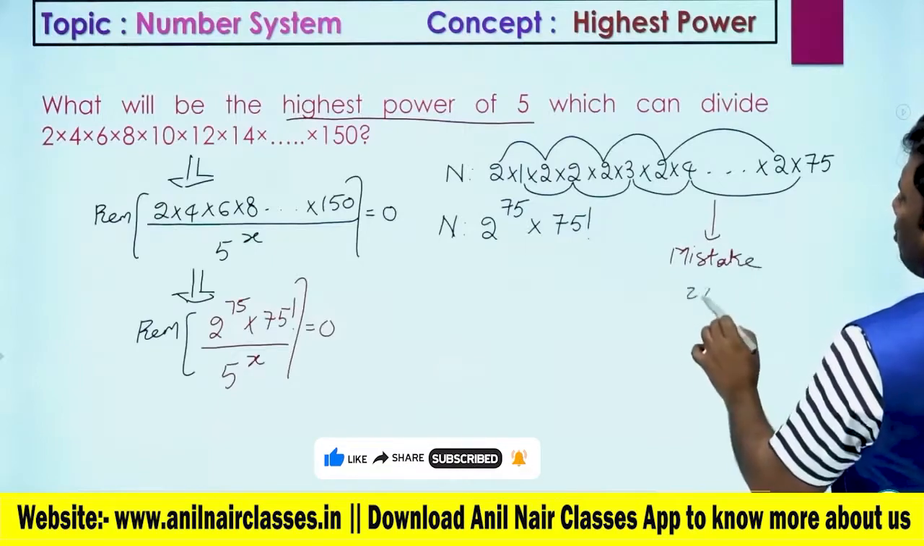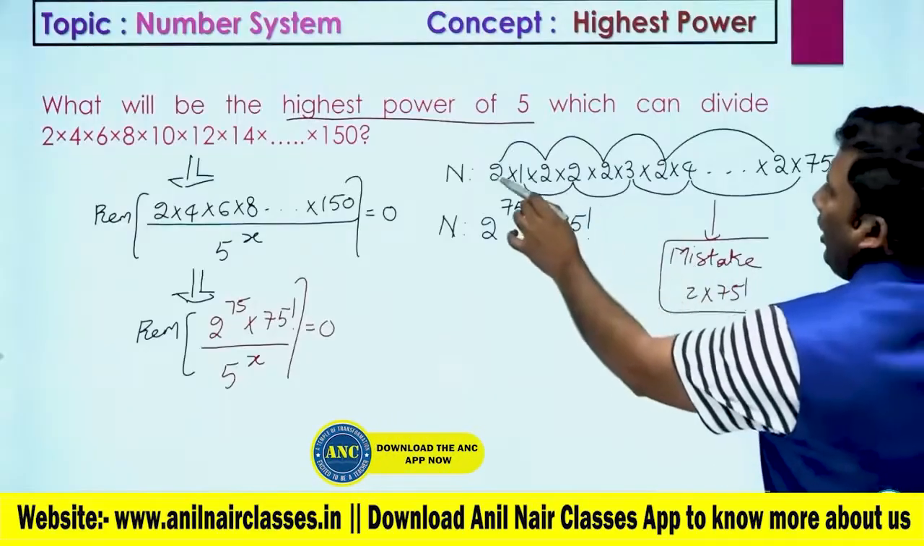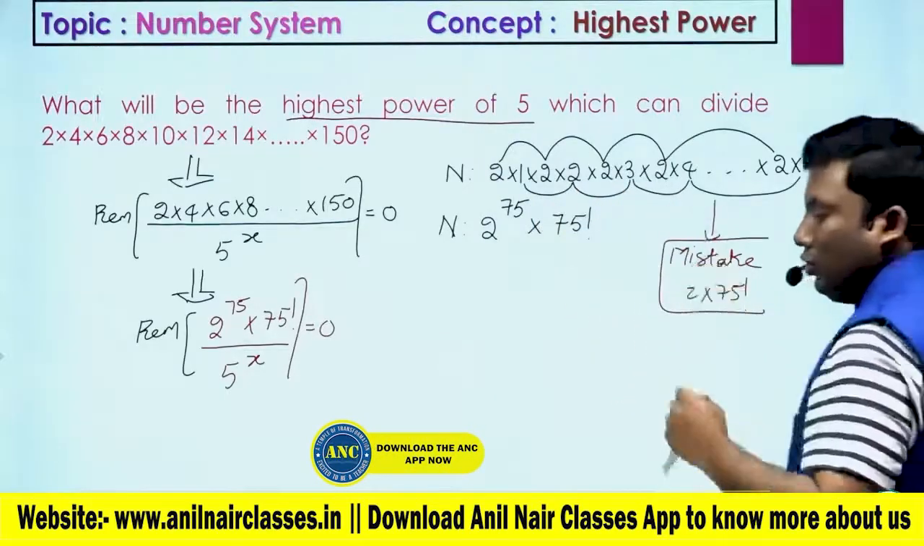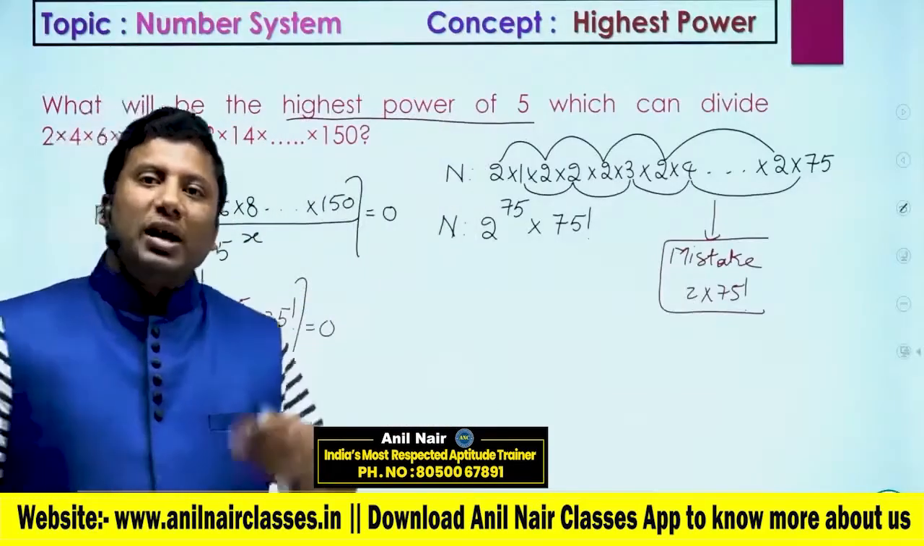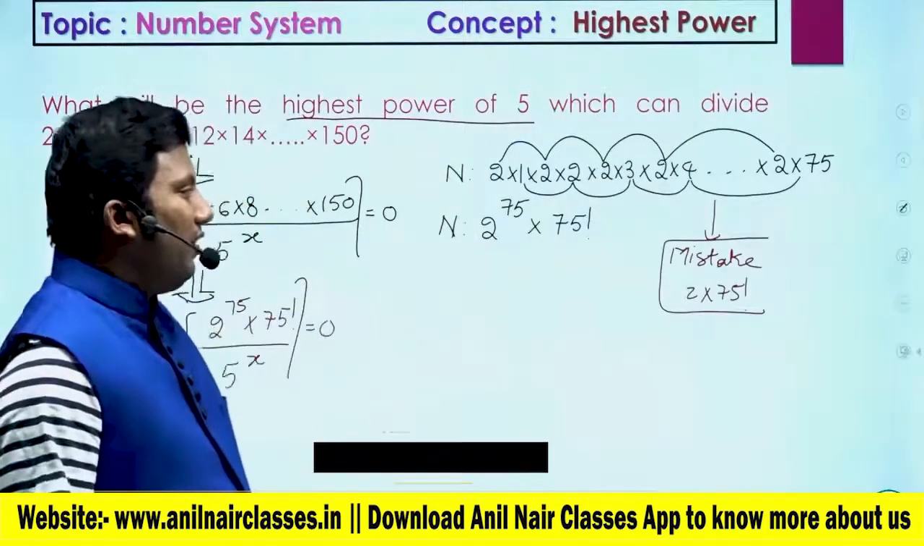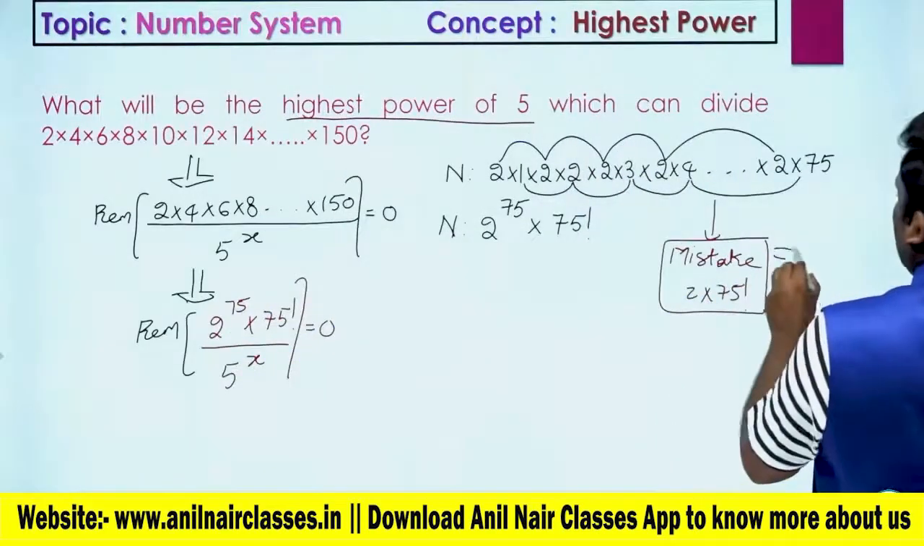I will also write the mistake students might do in a hurry. They might write 2 into 75 factorial. This is the mistake. 2 into 2 into 2 into 2, 2 is multiplied 75 times. If 2 is multiplied 75 times, it will become 2 power 75. Don't do addition. This is the mistake students might do.